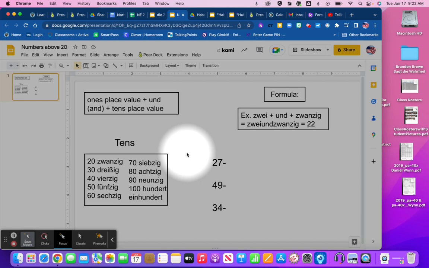So, first you need to know the tens numbers. Do you know what that means? The tens place value? That would be 20, 30, 40, 50, 60, 70, 80, 90, up to 100. Then we get into the hundreds place value. So 20 in German is zwanzig. Can you repeat after me?